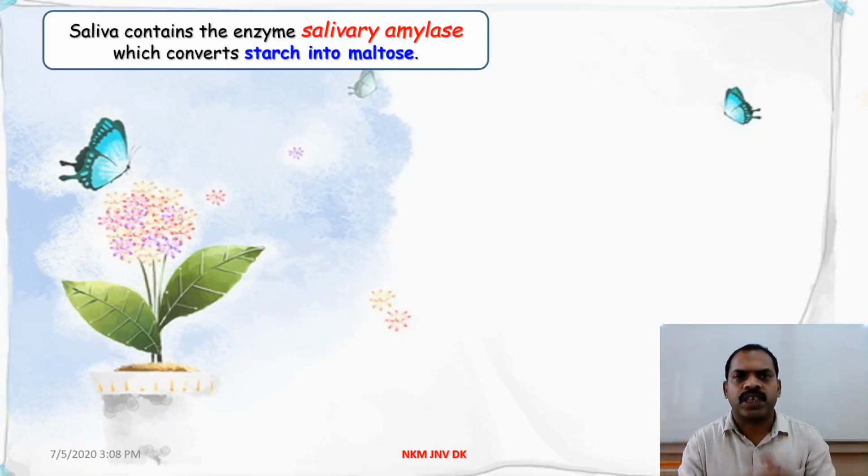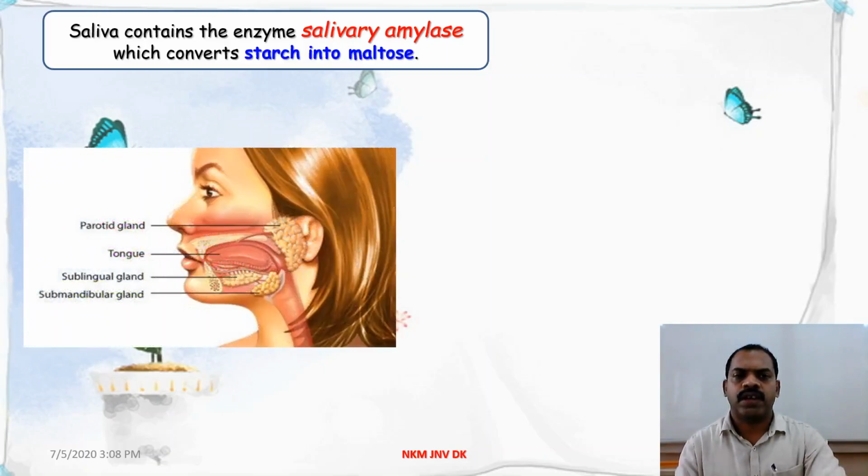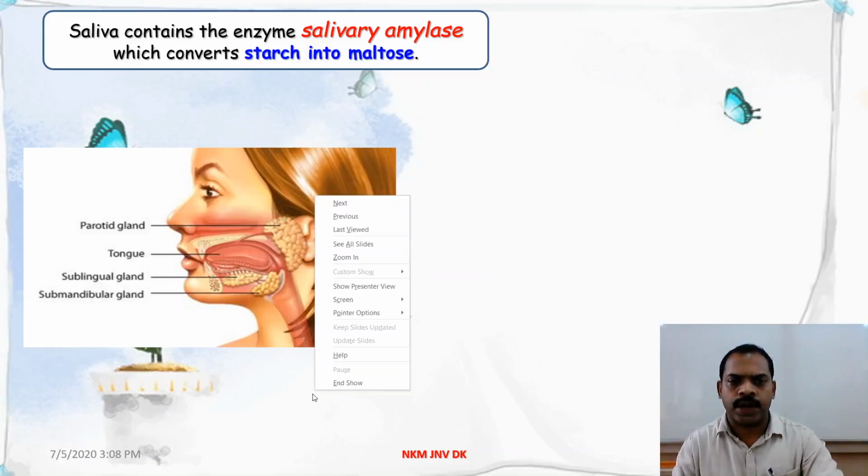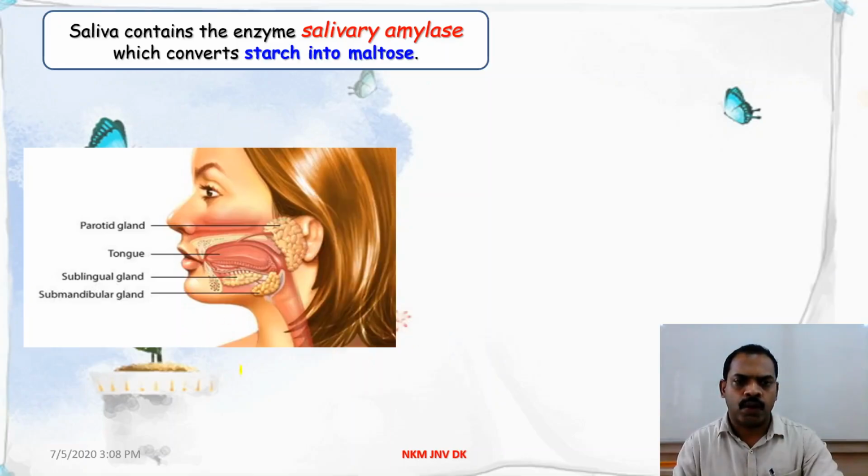It contains a mucus secretion plus an enzyme called salivary amylase. Salivary amylase is a type of enzyme which can work upon starch items. You can see here we have three pairs of salivary glands. One is in front of our ear, one is submandibular, below our mandible. What is mandible? The mandible is our lower jaw.